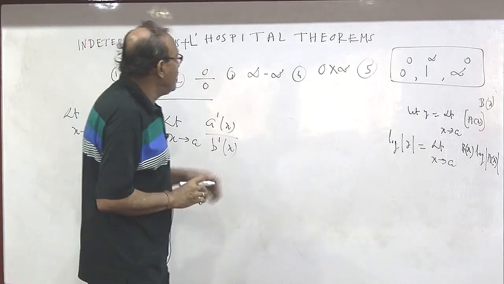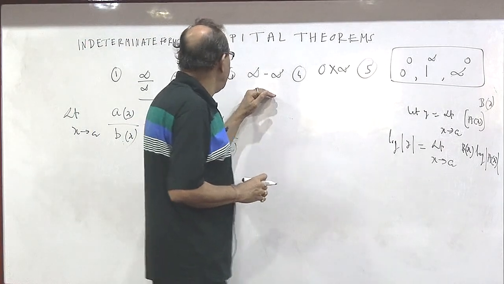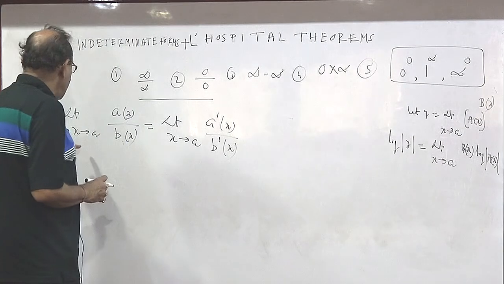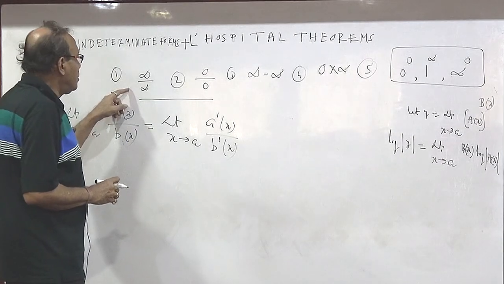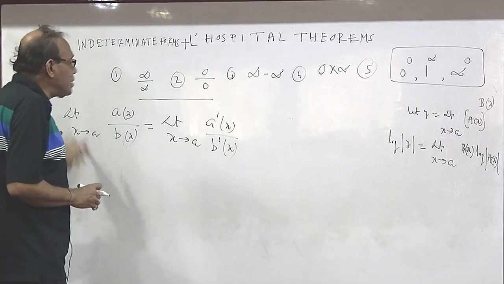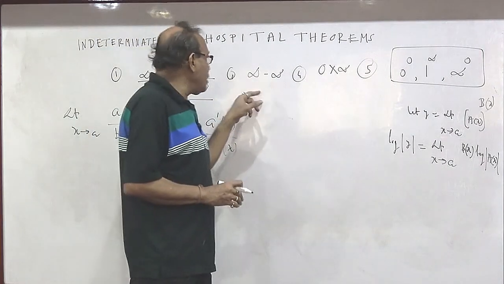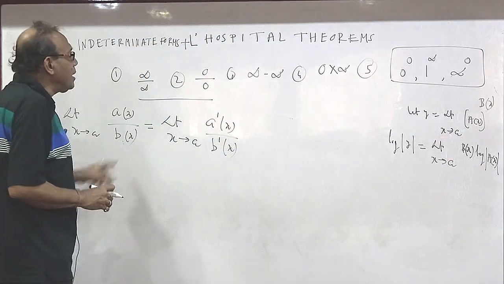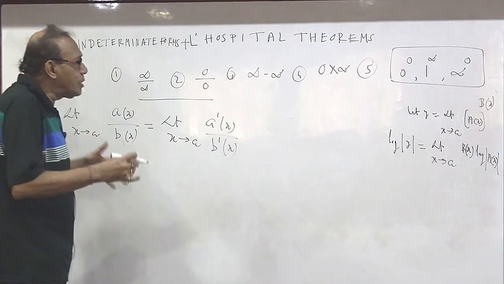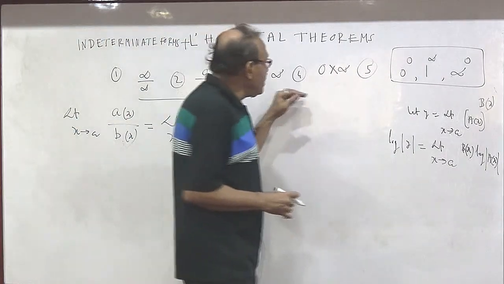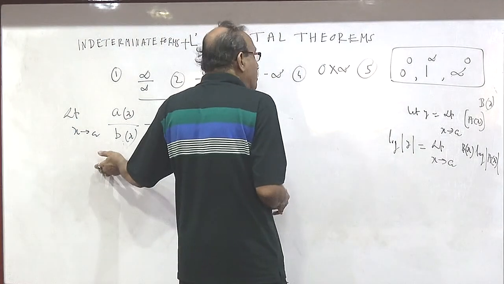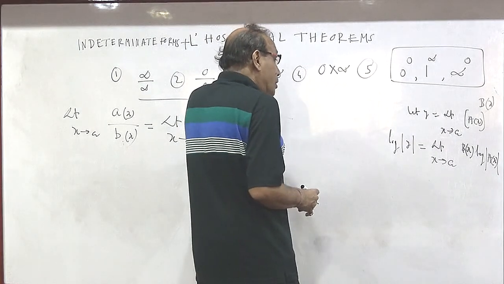And for the third, infinity minus infinity, it can be made of the form 0 by 0 or infinity by infinity after algebraic manipulation. The fourth also can be made into this form by algebraic manipulation.